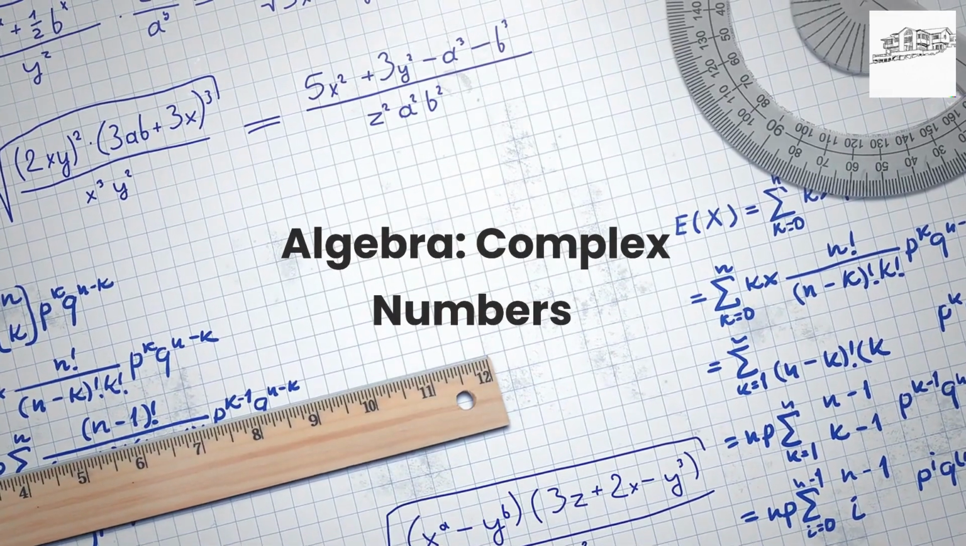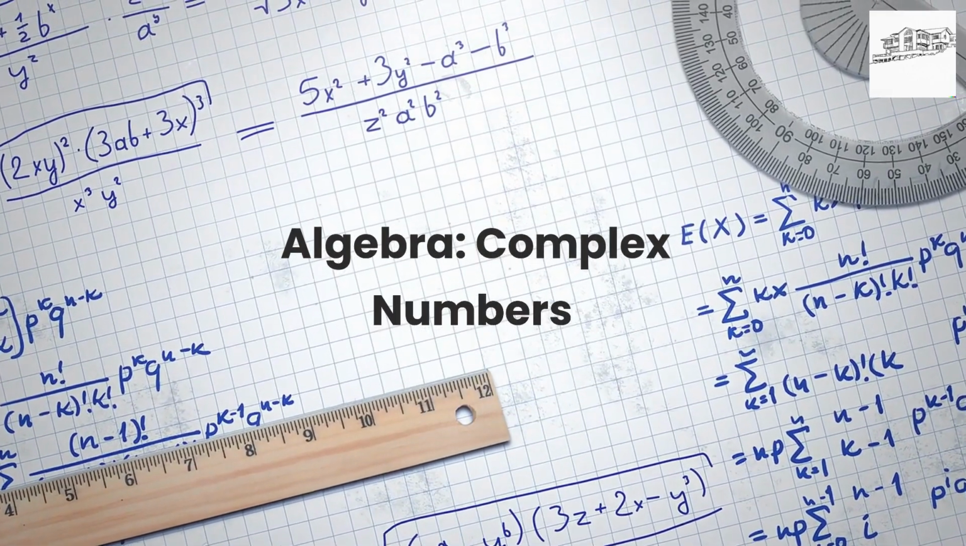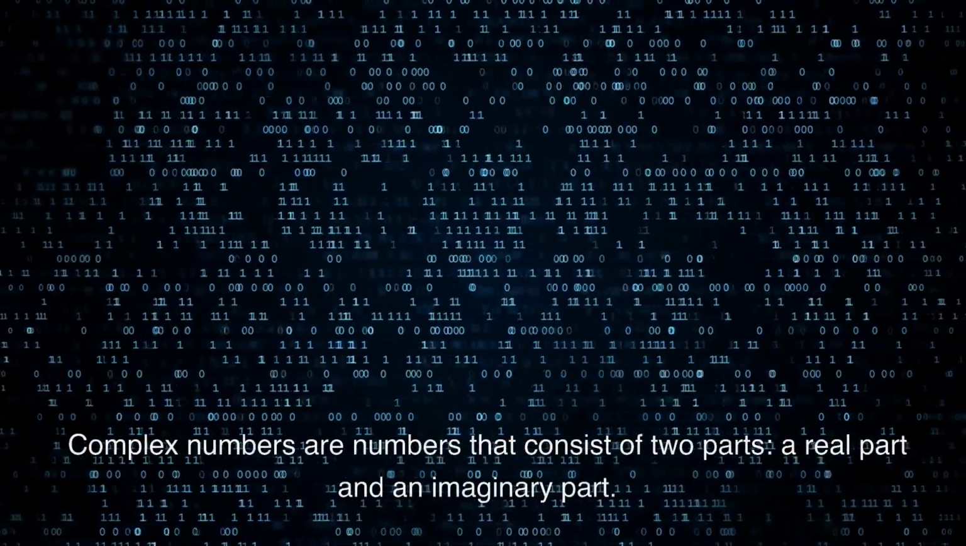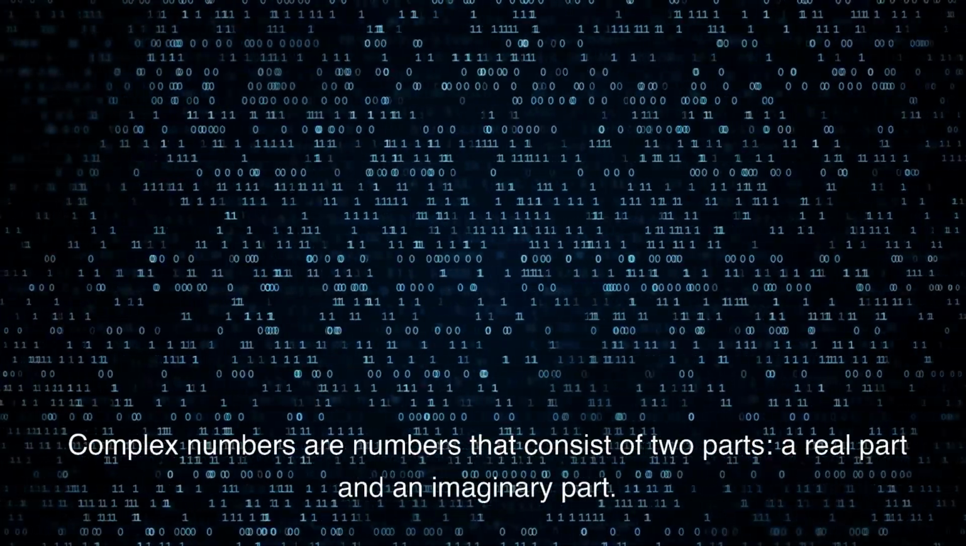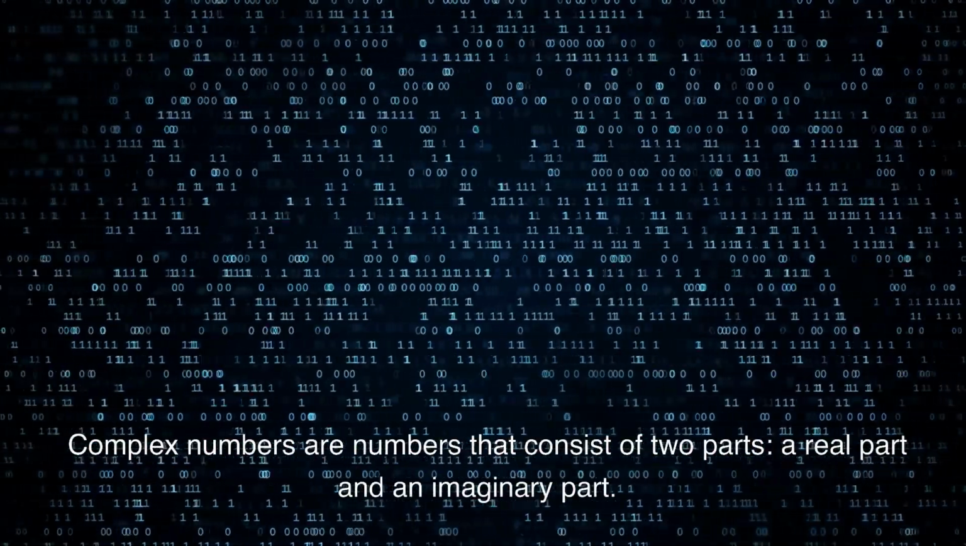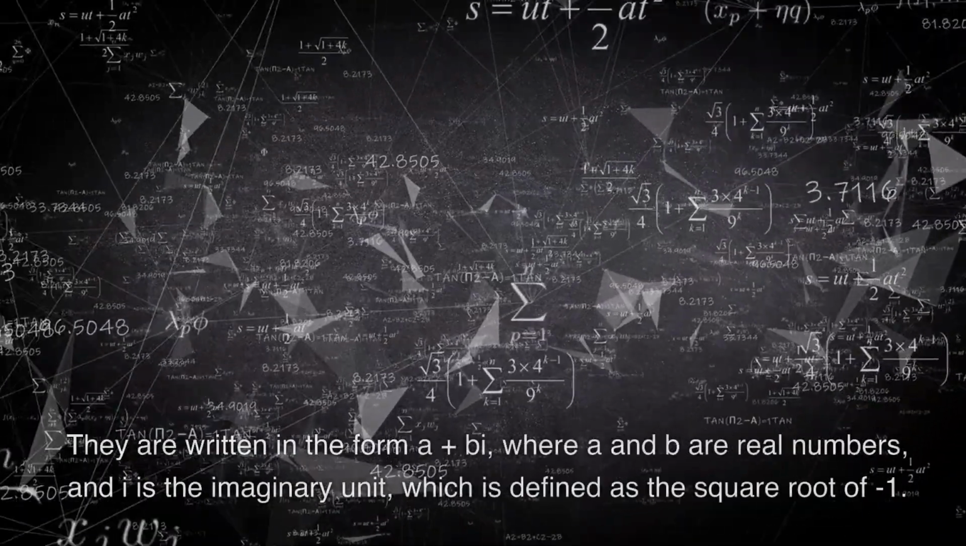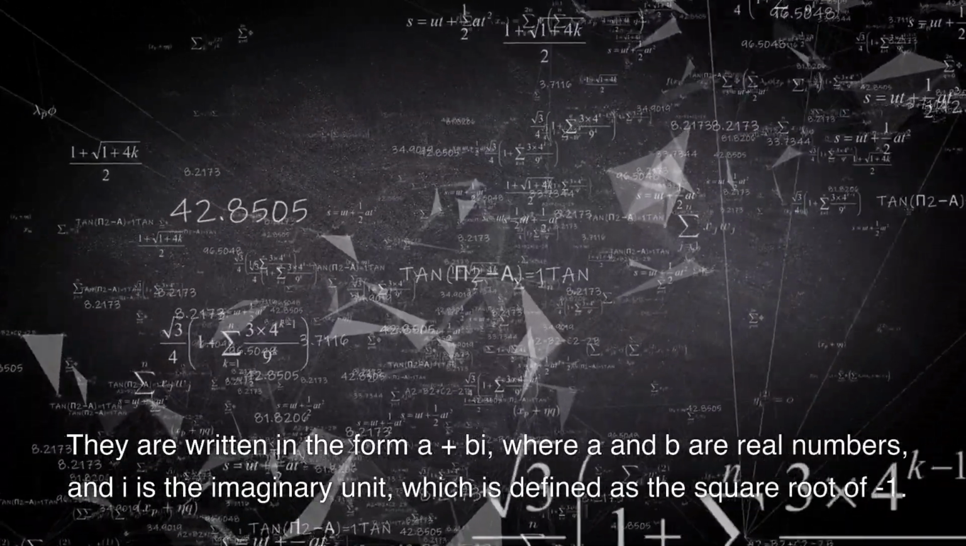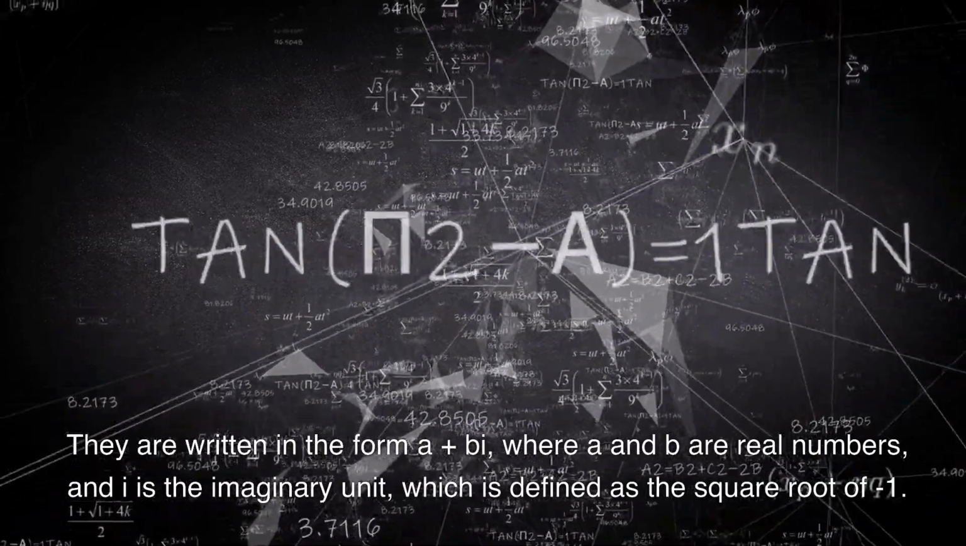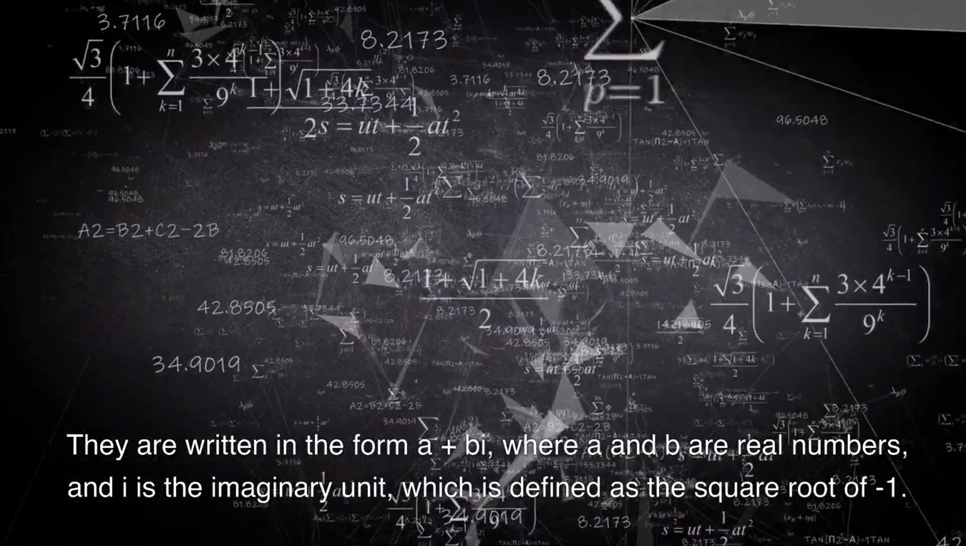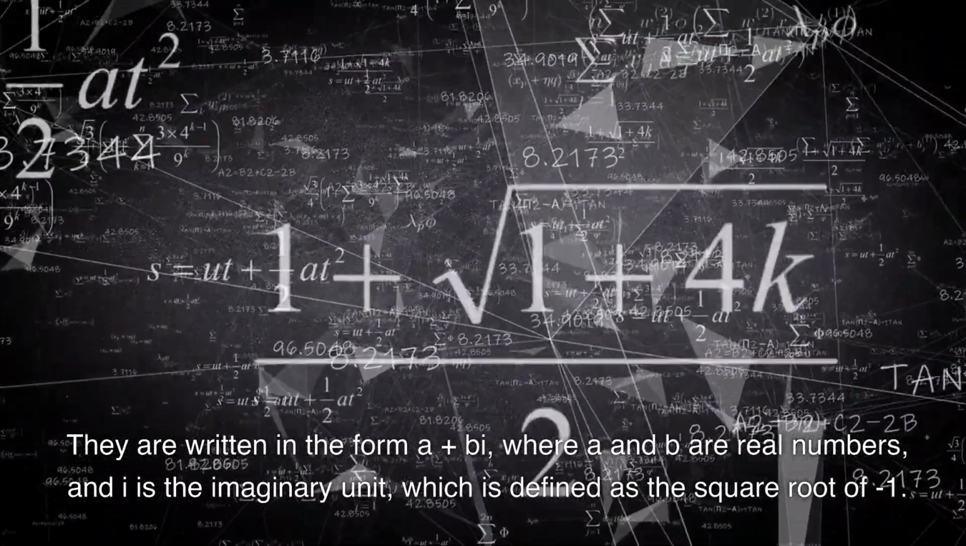Algebra, complex numbers. Complex numbers are numbers that consist of two parts, a real part and an imaginary part. They are written in the form a + bi, where a and b are real numbers, and i is the imaginary unit, which is defined as the square root of -1.